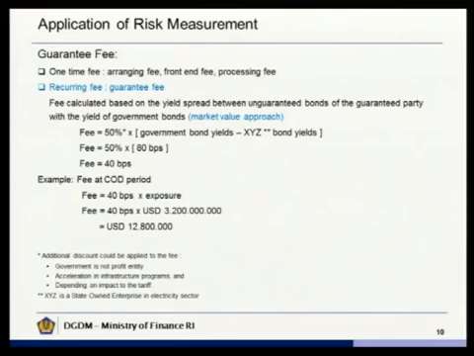We use the market value approach. Guarantee fee is 50% times the spread of with or without guarantee. Then 20% is like a discount, because the government is not a profit entity, and it is the same as giving an incentive to the private sector involved in infrastructure development. So we can calculate the fee, in this case, at 12 million and $1,800.